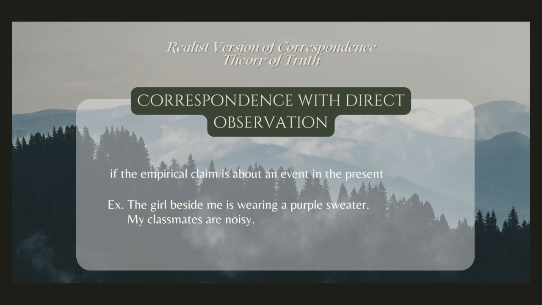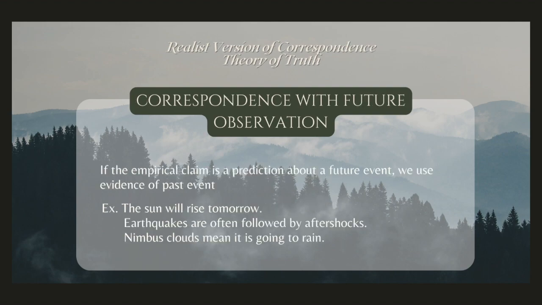Next, correspondence with future observation. It is correspondence with future observation if the empirical claim is a prediction about a future event. So we use the evidence of past events. Example, the sun will rise tomorrow. Earthquakes are often followed by aftershocks, as well as nimbus clouds mean it is going to rain.